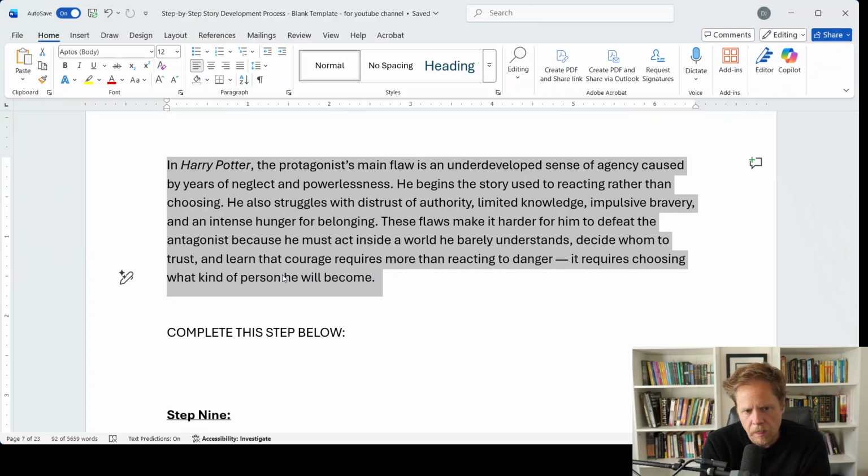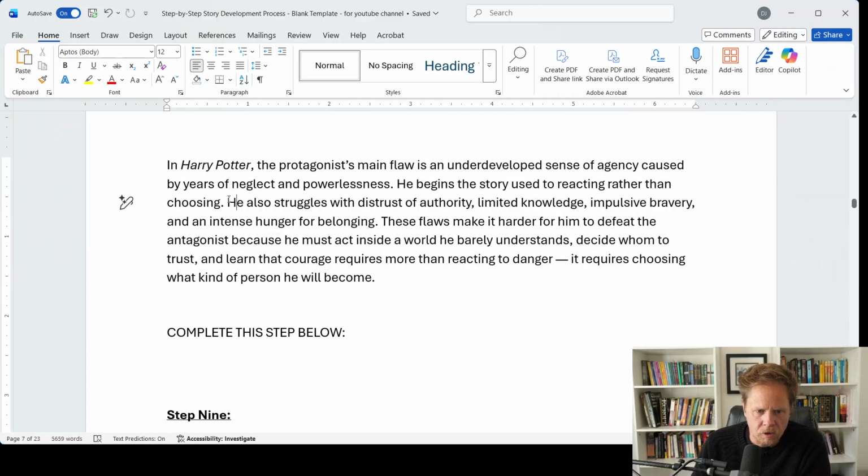In Harry Potter, the protagonist's main flaw is an underdeveloped sense of agency caused by years of neglect and powerlessness, right? He doesn't think he can be a wizard. He doesn't even really know how to make his own choices, right? He begins the story used to reacting rather than choosing. He also struggles with distrust of authority, naturally, because the Dursleys are terrible people, which is his early experience with authority, limited knowledge, impulsive bravery, and an intense hunger for belonging.